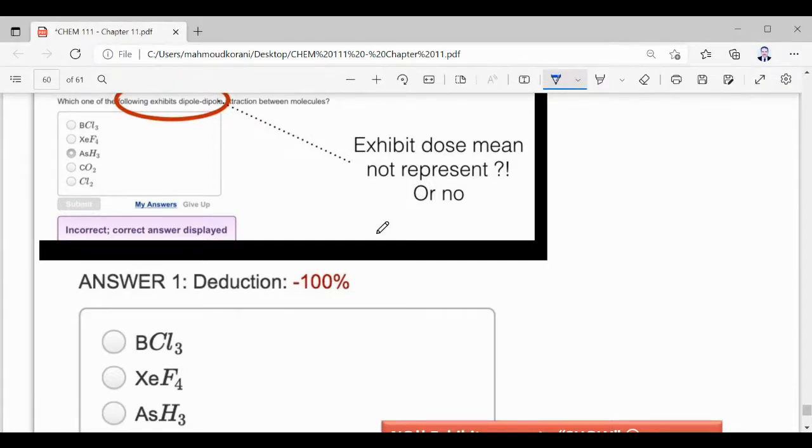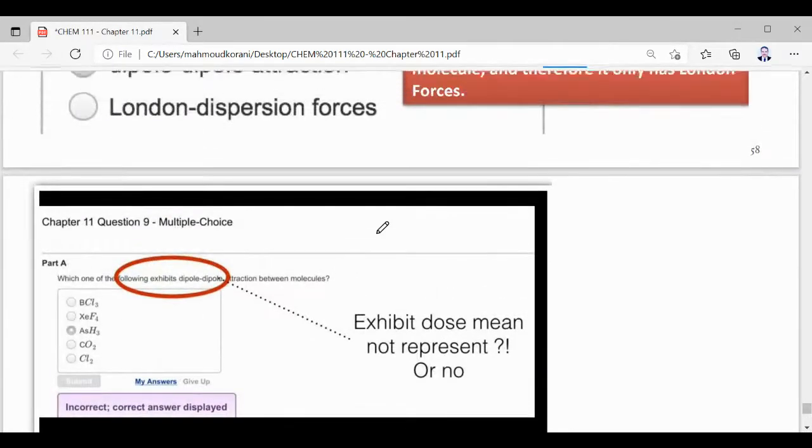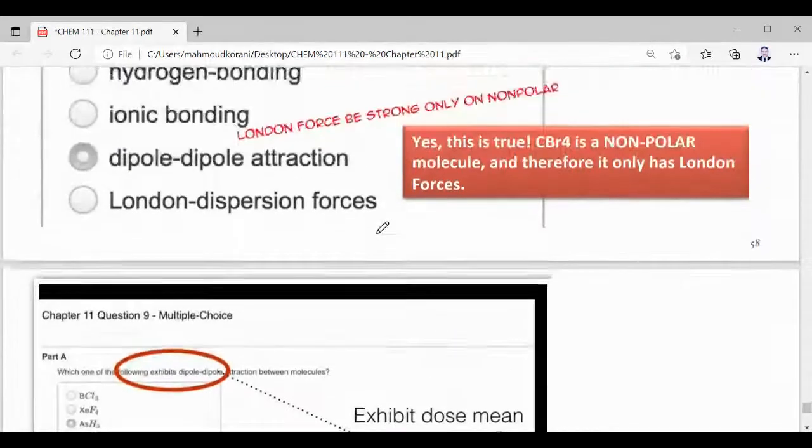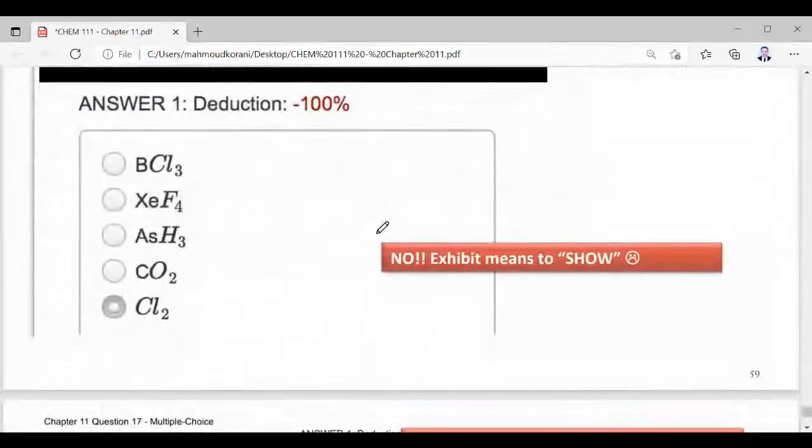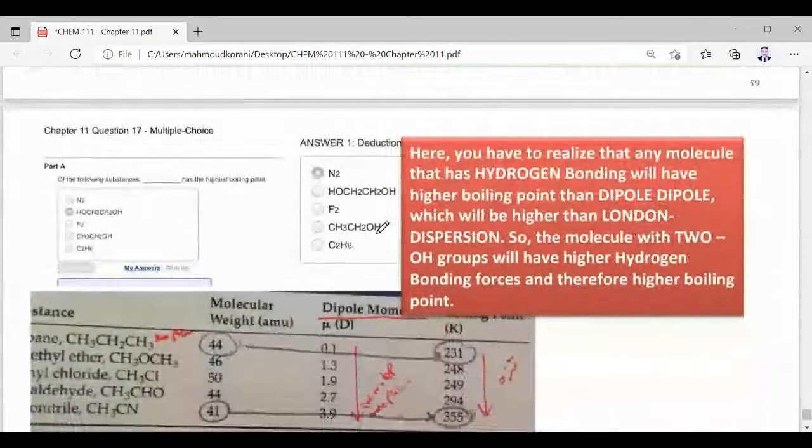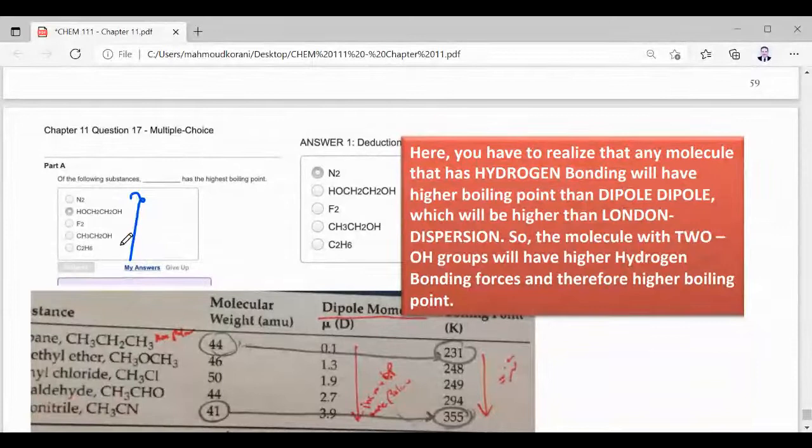Go ahead. Which of the following exhibits dipole-dipole interaction? I doubt this one, so I'm going to skip it. Which one of the following substances has the highest boiling point? It should be the one that contains hydrogen bonding. This one is right, and this is wrong. It's solved wrong. Who is writing to me? I don't know.